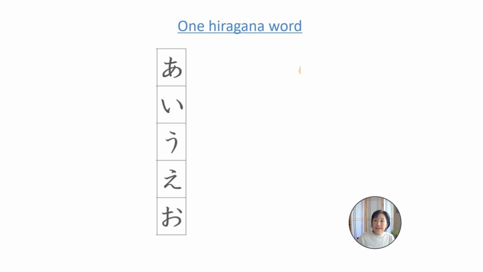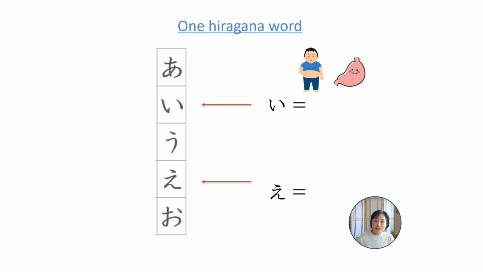Well, you've learned some Japanese words today. Well done. Additionally, there are some one-letter hiragana words to explore. For example, this one. I means stomach. All right? And this one. E means drawing or picture. So easy to remember. So add these 2 words to your vocabulary list.